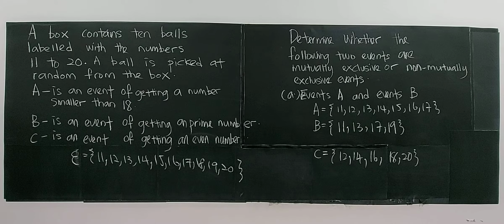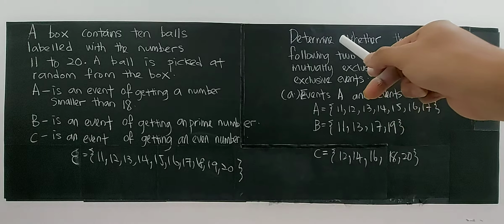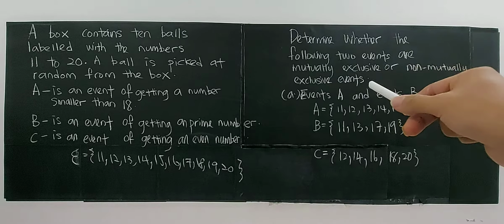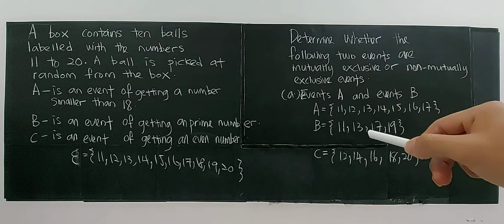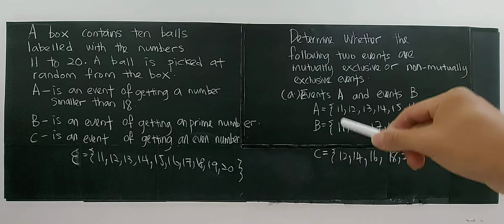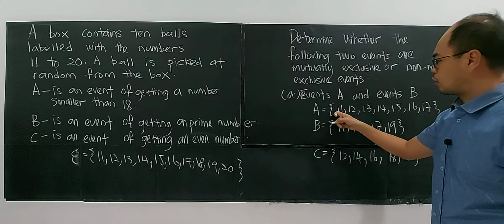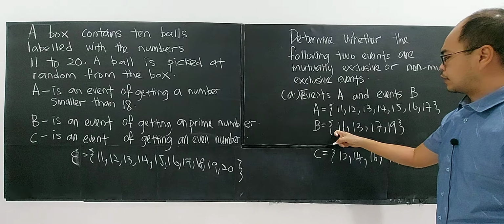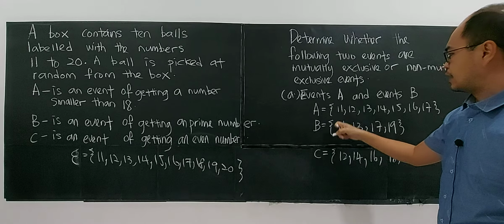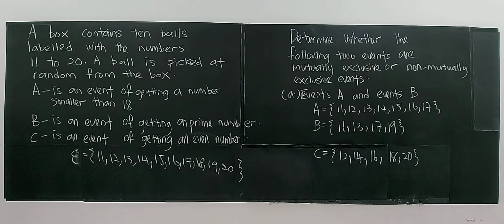So a very easy way to identify this is to use this question. The first question is to determine whether the following two events are mutually exclusive or non-mutually exclusive. So very easy. You look at event A. The first one is events A and B. Are these two mutually exclusive? No, they are not mutually exclusive because they have something in common. Can you see that? They have an intersection: 11, 13, and 17. So they are not mutually exclusive here, all right?